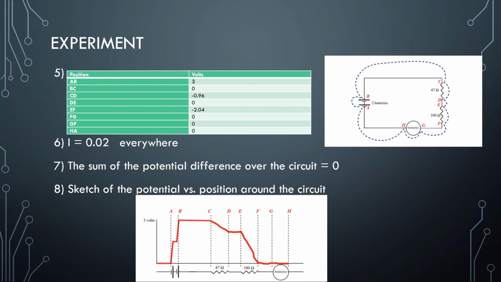For question 5 on the experiment, the table shown at 5 shows the potential difference between positions on the left side and then the potential division in volts on the right side. For 6, the current is 0.02 everywhere. For 7, the sum of the potential difference over the circuit is 0, which goes back to our loop rule. For 8, there's a sketch of the potential difference versus position on the circuit, and that sketch is shown below.